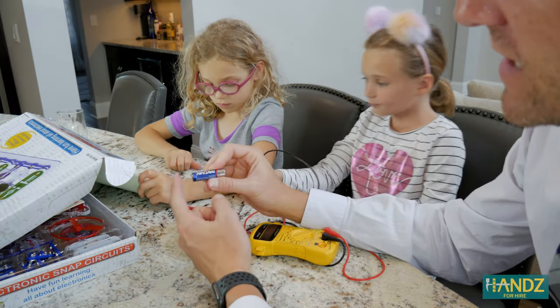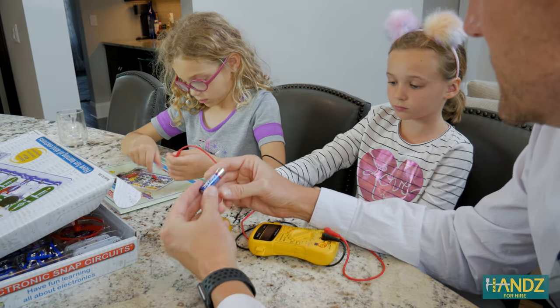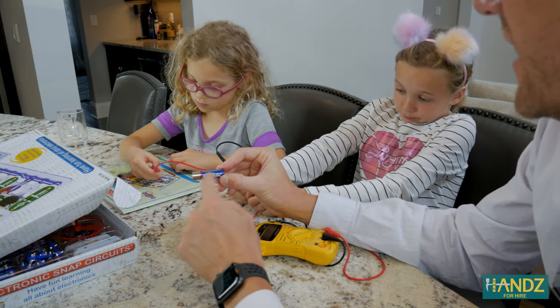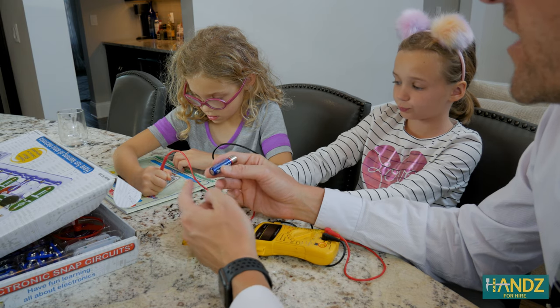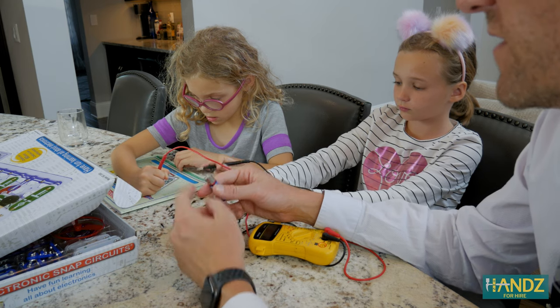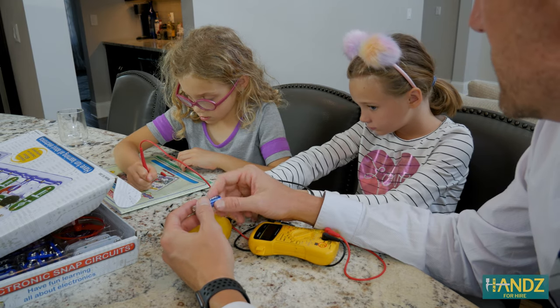So on a battery, this side is called the anode. This is the negative terminal. And then this side is called the cathode. And in between is the electrolyte. Cool, right? So when you connect the two, you can have electrons flow from the negative to the positive. And therefore, you get current.